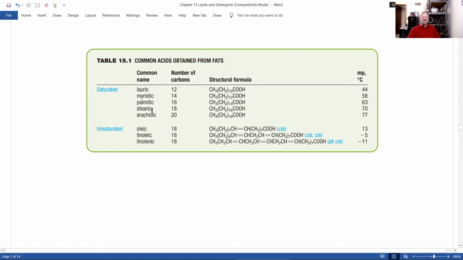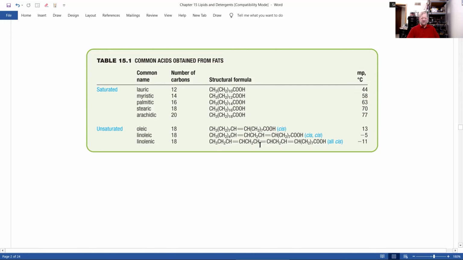Now, these are all saturated, only carbon-carbon single bonds. And next time you happen to be, say, in your bathroom, pick up something like a hand lotion. And if you see palmitate, stearate, or laurate, those are molecules that were made from lauric acid, palmitic acid, or stearic acid.